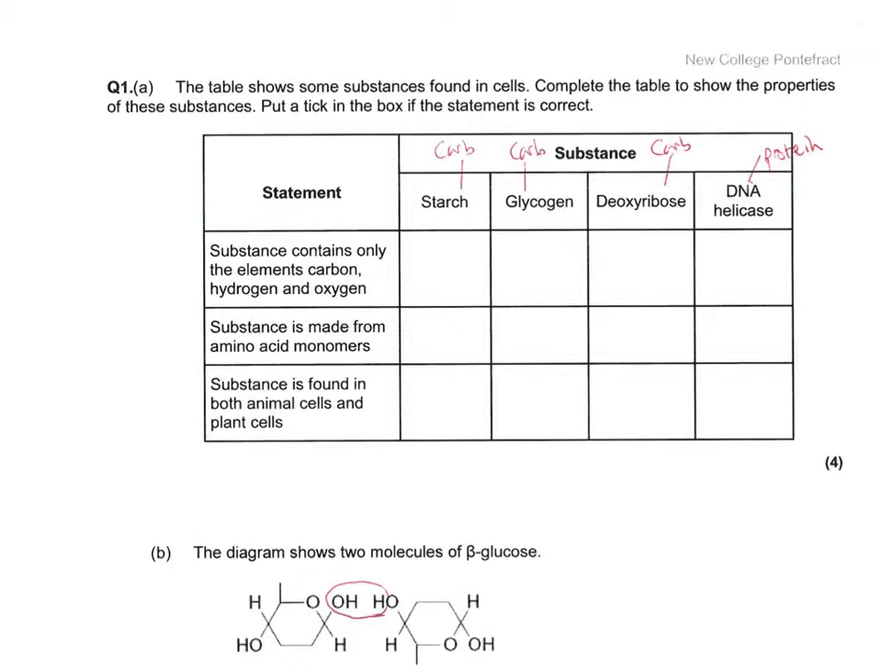So to start off with this first question, it's important you identify what types of molecules each are. Starch, glycogen, deoxyribose are carbohydrates. Deoxyribose because it's a sugar, the pentose sugar found in DNA. And DNA helicase is an enzyme, which is a protein. So the only things that contain CHO are the carbs. Protein also contains nitrogen, so that's not right. Protein's the only thing that's made from amino acids. And the only two that are found in both are deoxyribose and DNA helicase, because the DNA is found in both and DNA replication happens in both.